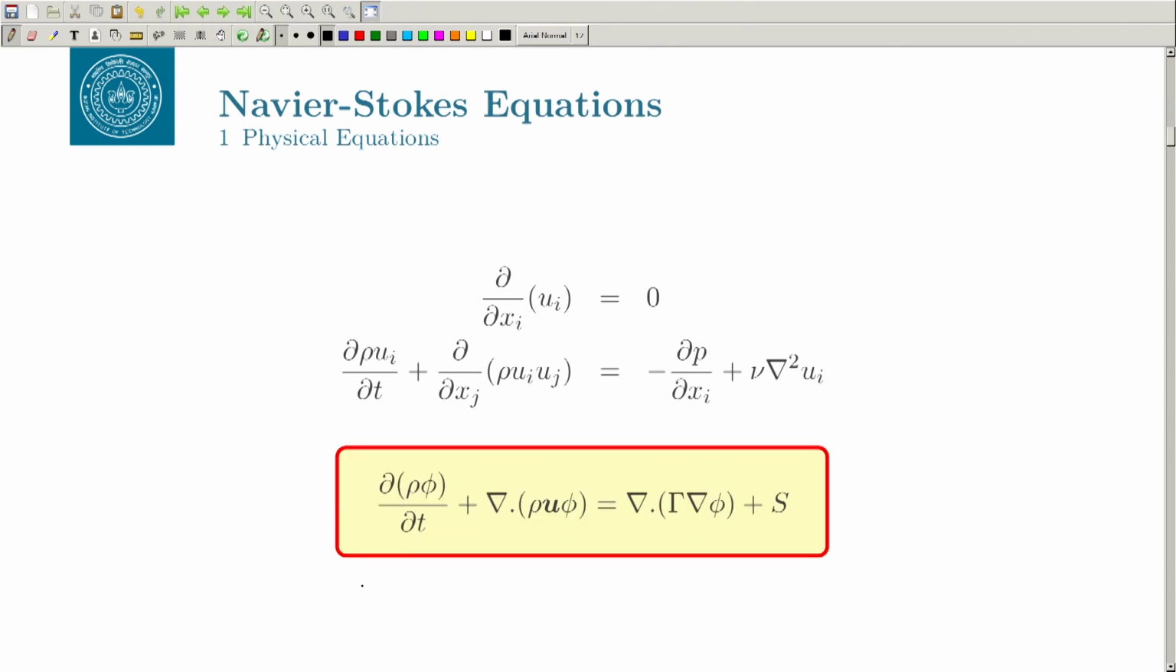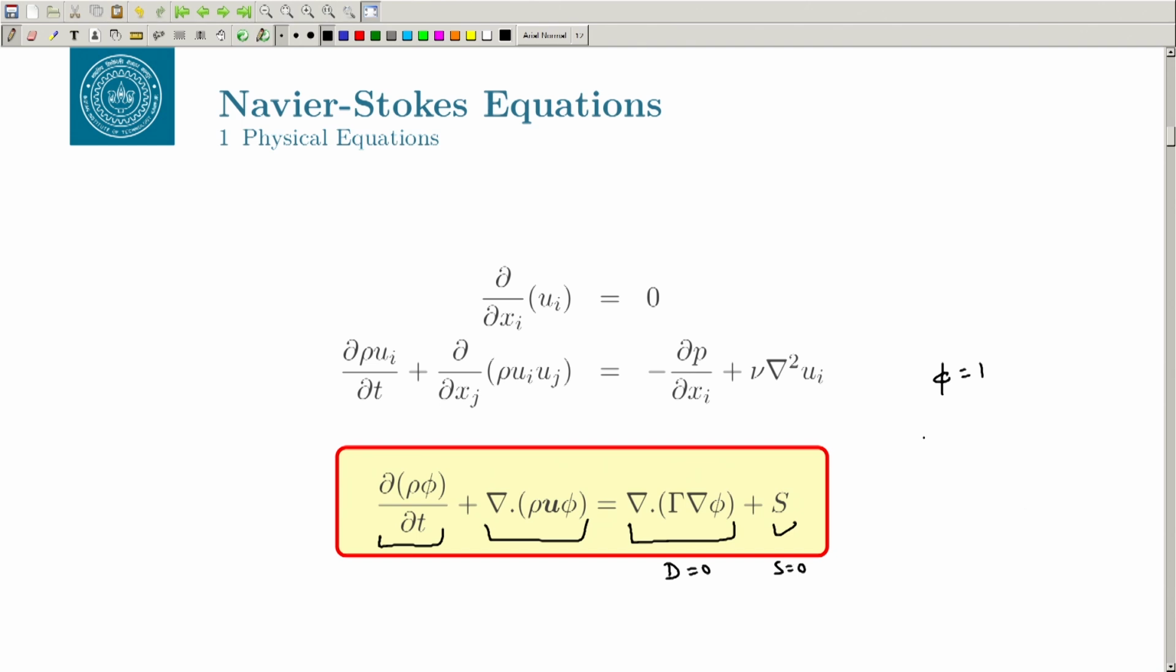So, here what I have done is I have taken this temporal term and the convection term, and this is the diffusion term, which can be viscous diffusion, and there is a source term, right. Now, if you put phi equal to 1 in this equation, and then put the diffusion term equal to 0, and the source term equal to 0, right.